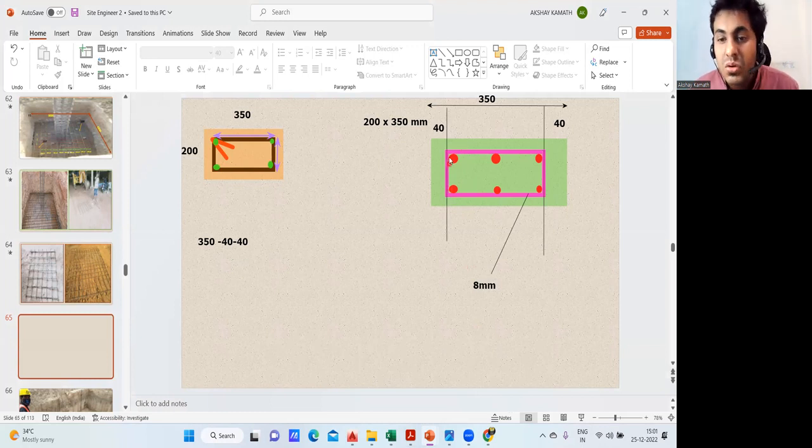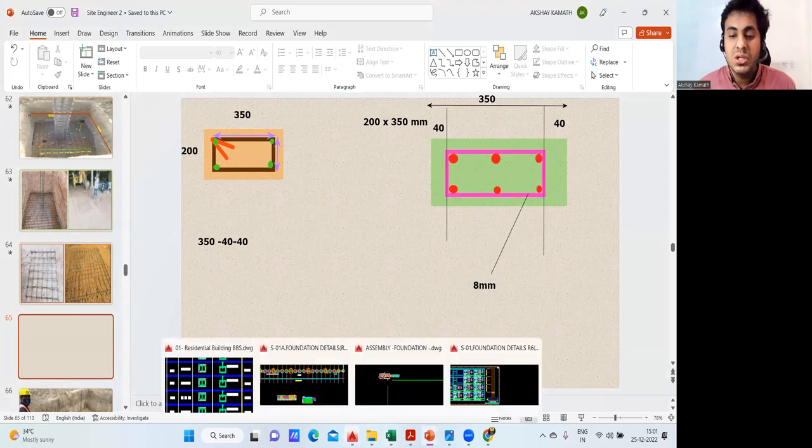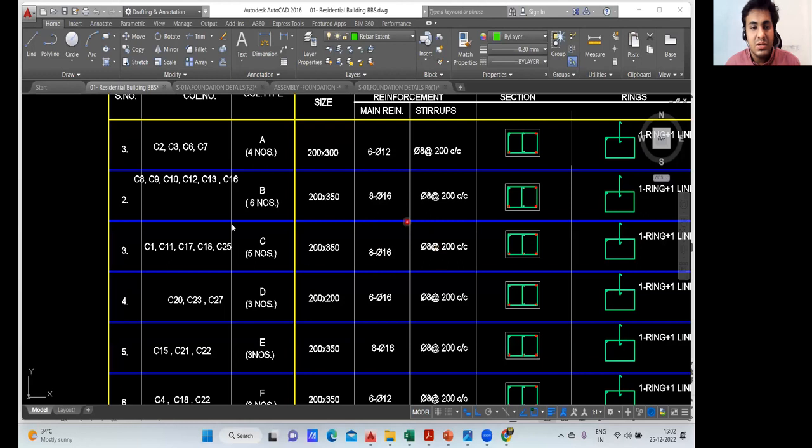So what is the diameter of this stirrup? It is usually 8 mm. Again, in the drawing it will be mentioned, so I'll take you to the drawing. Yeah, it is mentioned here that you're supposed to use an 8 diameter bar. See here, C1 column, so it's 8 at 200. So 8 is 8 mm.